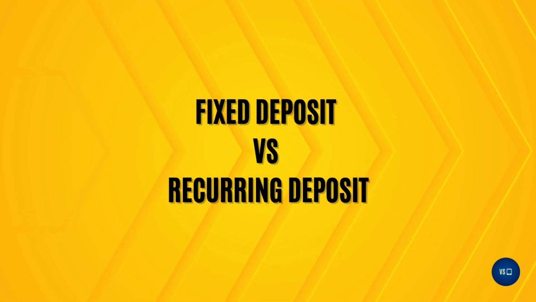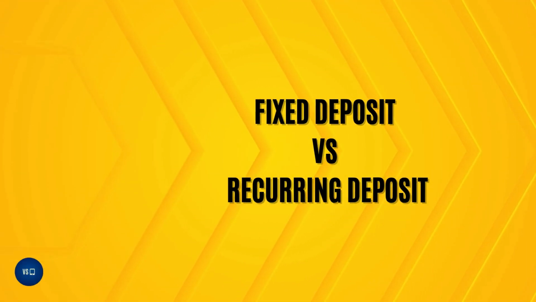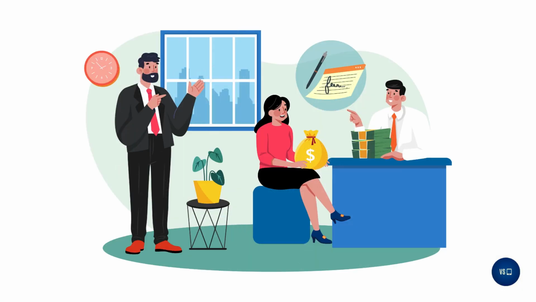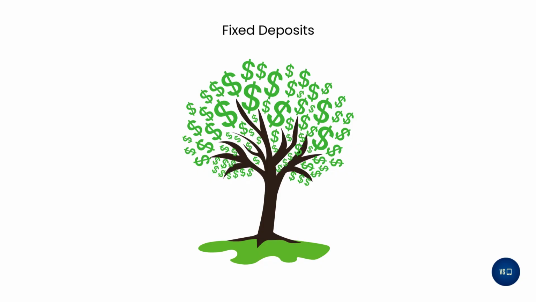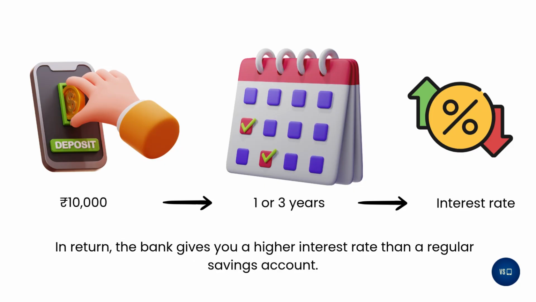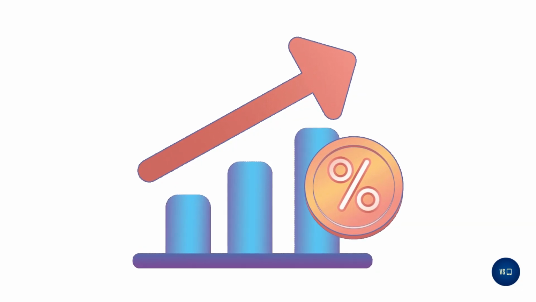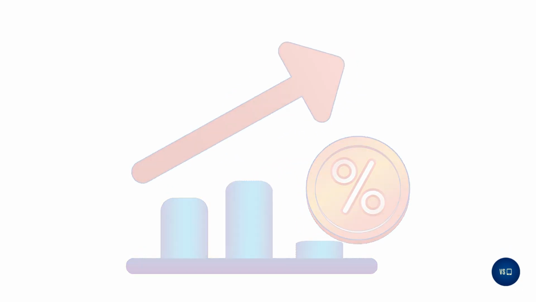Let's talk about FDs and RDs, in full form, fixed deposits and recurring deposits. These are two powerful tools banks offer to help you grow your savings, but they work very differently. A fixed deposit is like planting a money tree. You put in a lump sum, say 10,000, for a fixed period, like 1 or 3 years. You do not touch it. In return, the bank gives you a higher interest rate than a regular saving account. The longer you leave it, the more it grows. When it matures, you get your money back plus all the interest.